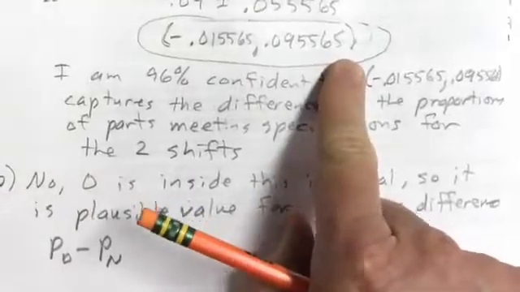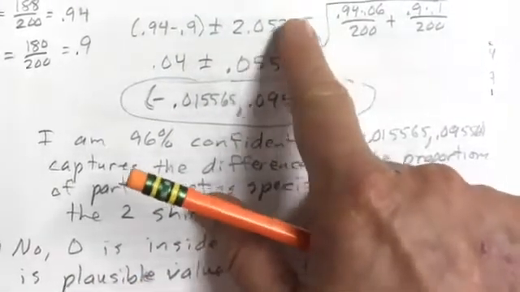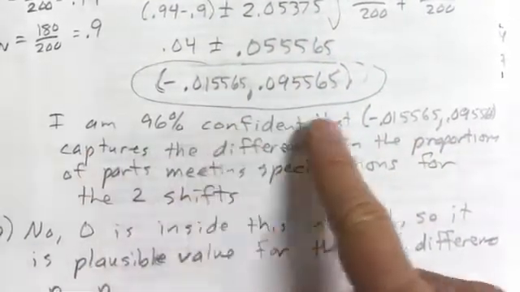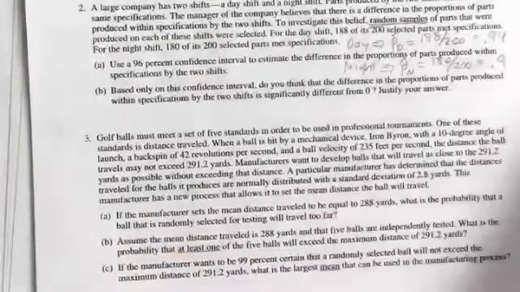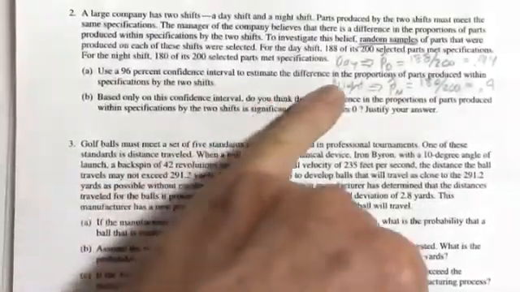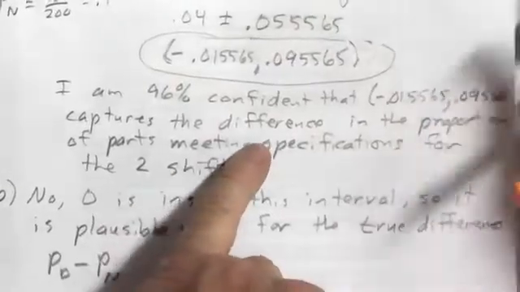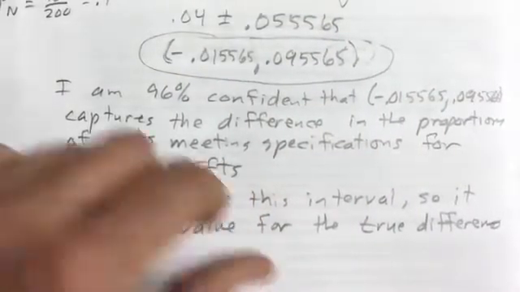So there you go. And then once you've made the interval, now all you've got to do is show the interval, by the way. You don't have to show your work, but you have to understand that because that could be another problem. So you'd say I'm 96% confident that that interval captures, and use the language they use in the problem, the difference in the proportion of parts produced within specification by the 2 shifts. So that's what I did. So it captures the difference in the proportion of parts meeting specification for the 2 shifts.